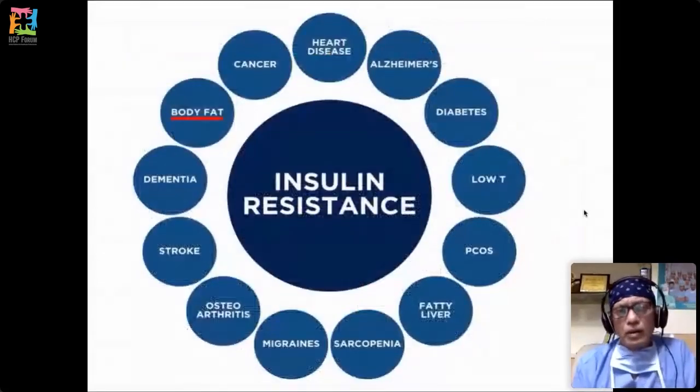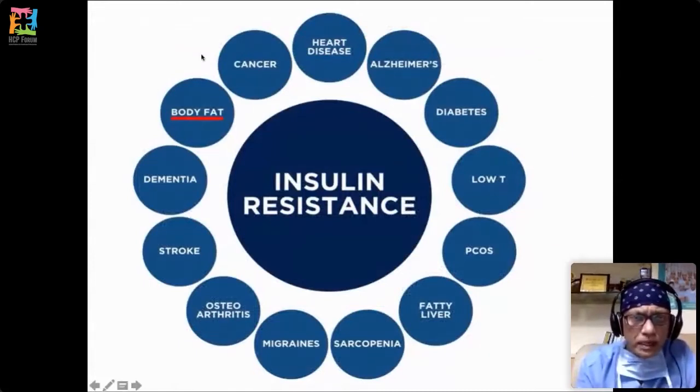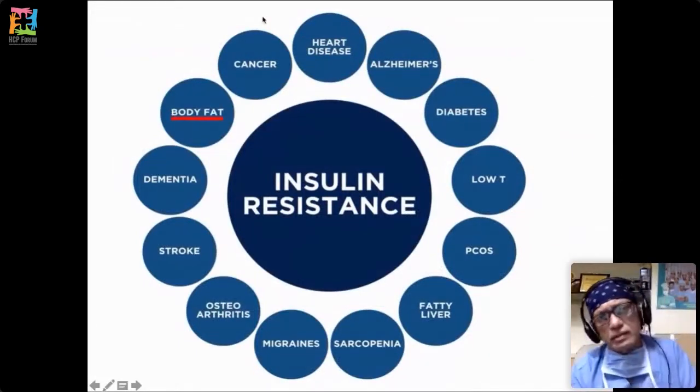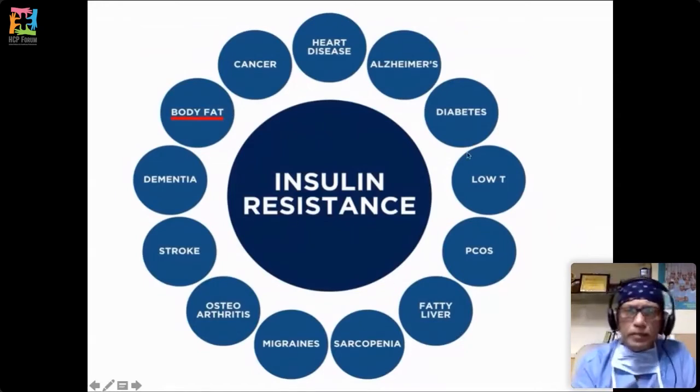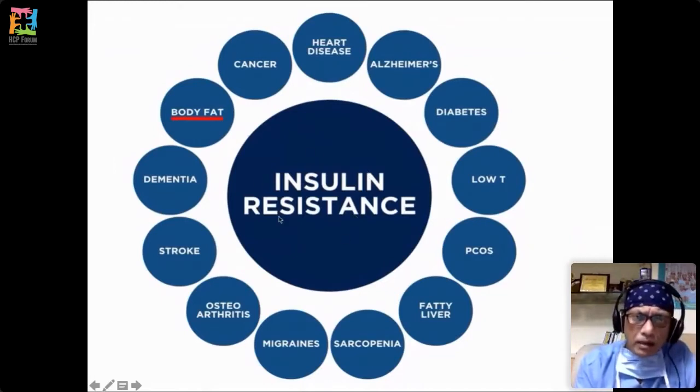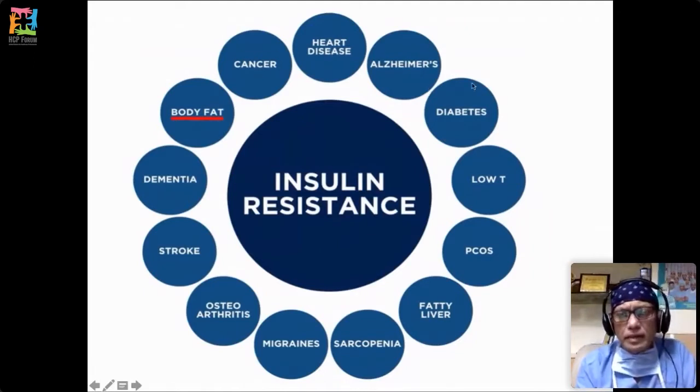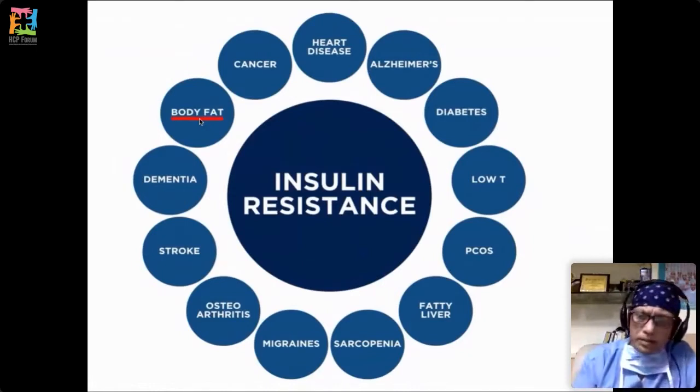Last time I talked about obesity, which is named as body fat. This is the diagram which I always am going to use: insulin resistance lies at the heart of all the metabolic disorders, you know, cancer, heart disease, Alzheimer's, diabetes. I will be dealing with them one by one. Right now I'm just laying down the foundations. I've already started with obesity, and today I'm going to tell you about a very important and very powerful tool to deal with all these metabolic disorders.